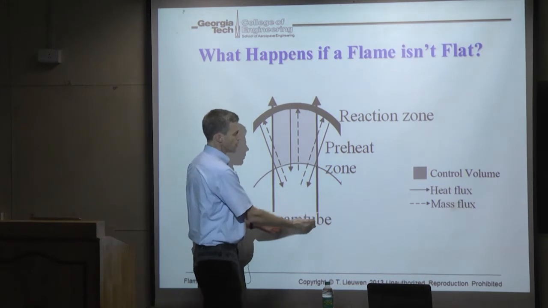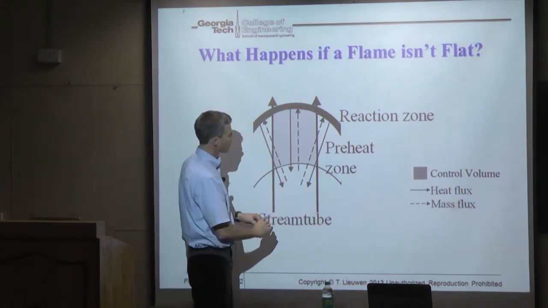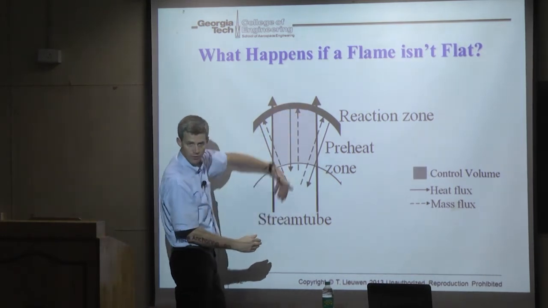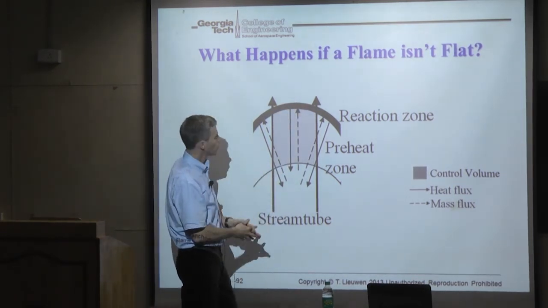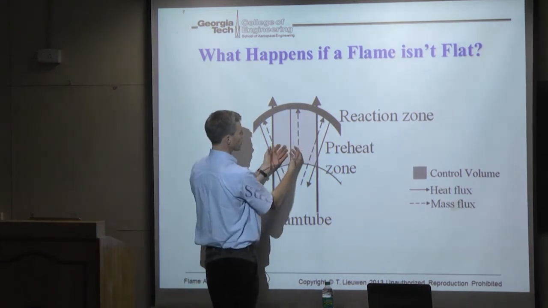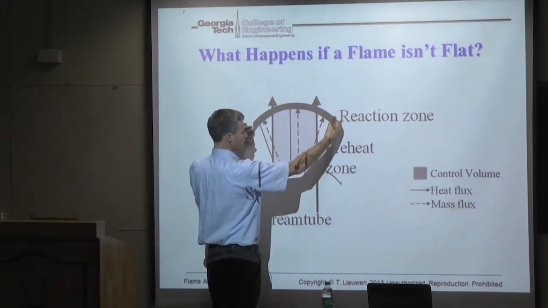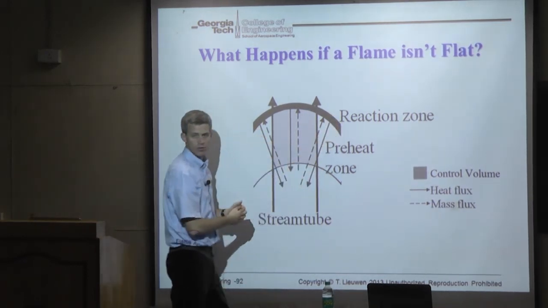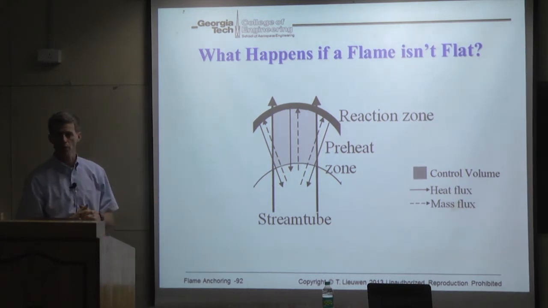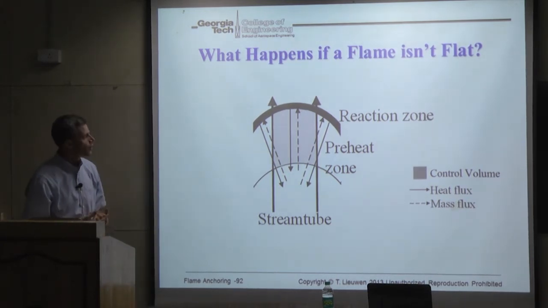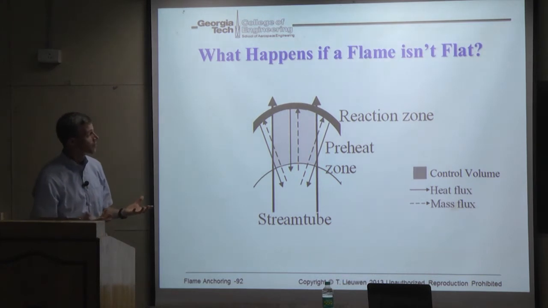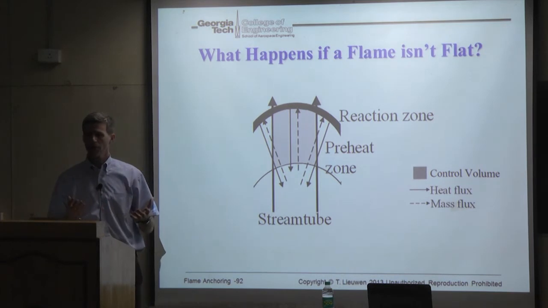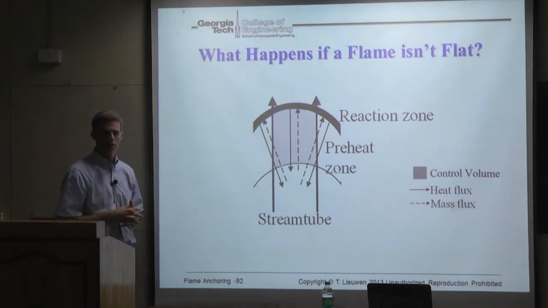If the flame is flat, you would have a balance between the convective enthalpy flux going in this way and the diffusive enthalpy flux going that way. What you have here now is convective enthalpy flux, but there's actually an increase in enthalpy in this control volume because of diffusive heat flux through the sidewalls, right? So that's one of the things that curvature does, it modifies this relationship between the preheat and the reaction zone.